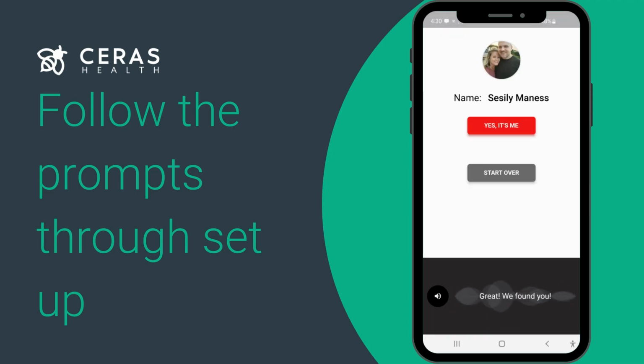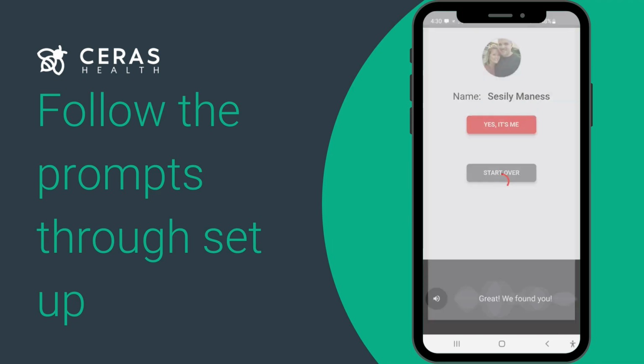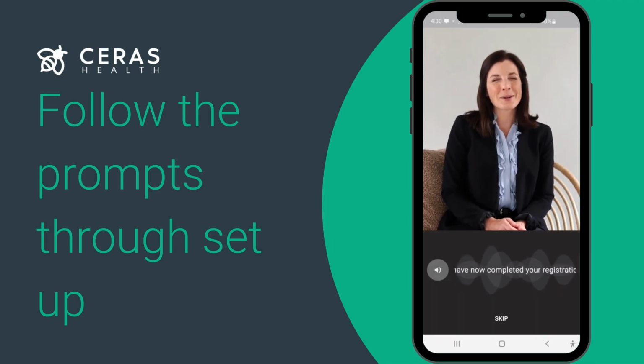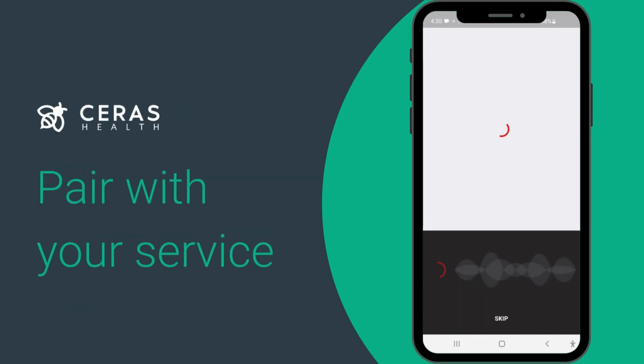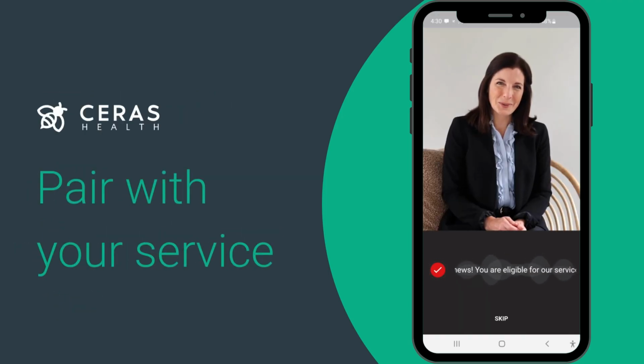You will then be paired with your name. When you see your name, click Yes, It's Me. And then we will pair you with your service. When you see the service you are requesting, click Complete Enrollment.